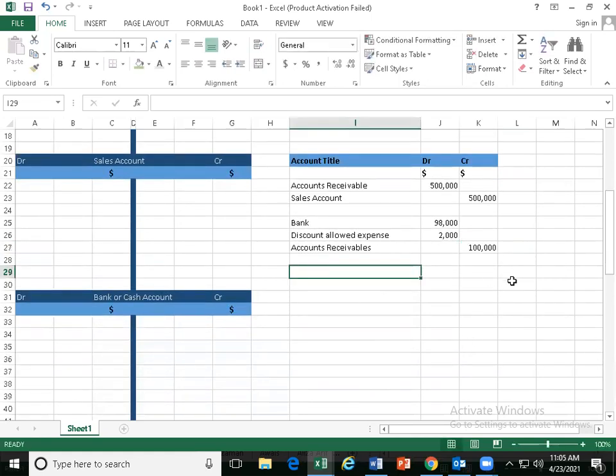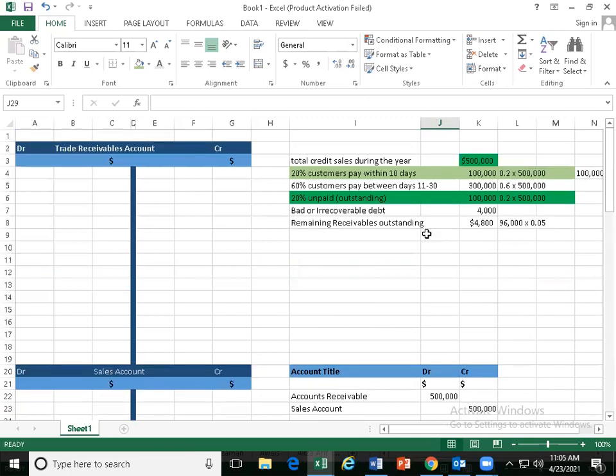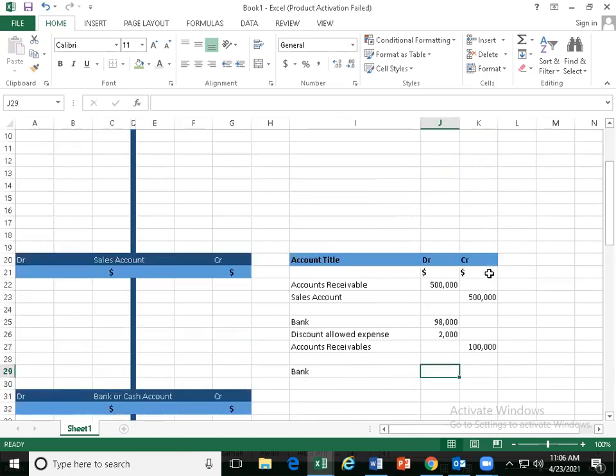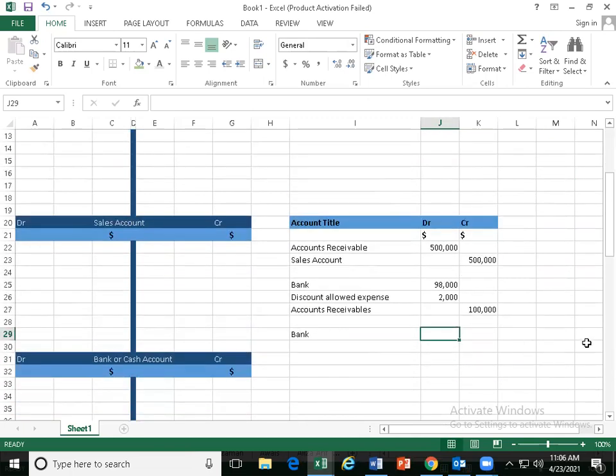Then 60% of customers pay us the money after 10 days, which is, here my numbers are, 60% makes 300,000. So $300,000 debit bank account or cash and credit sales account, which comes to, oh sorry, my mistake, receivables.